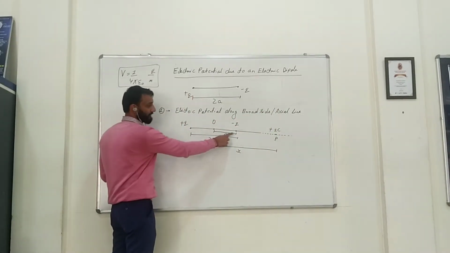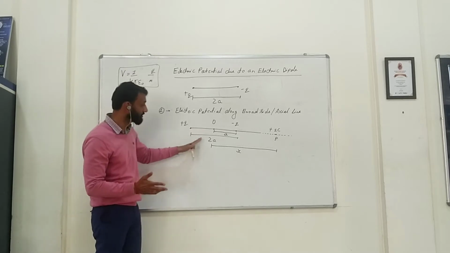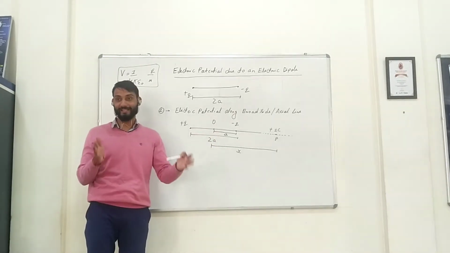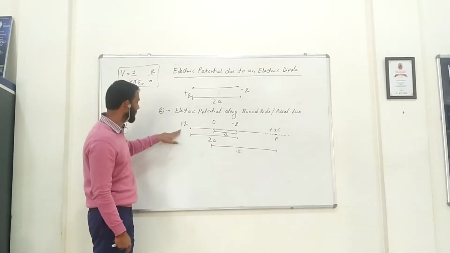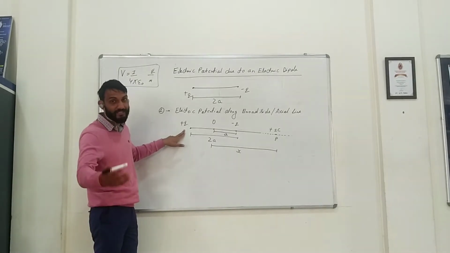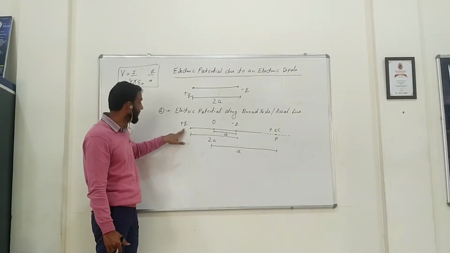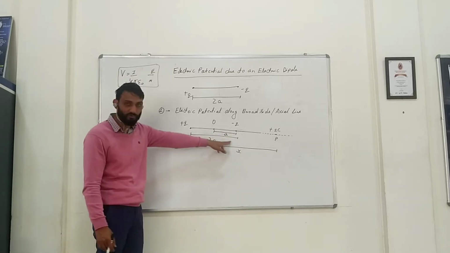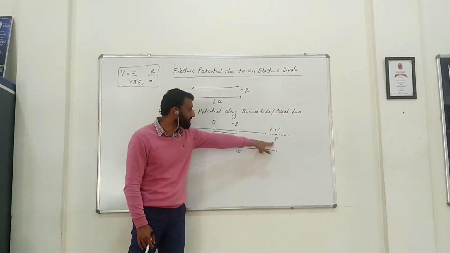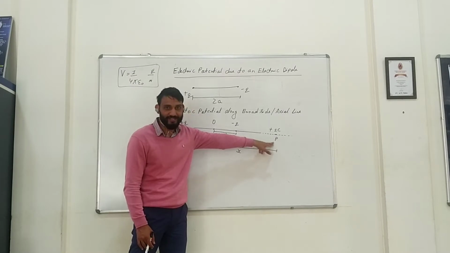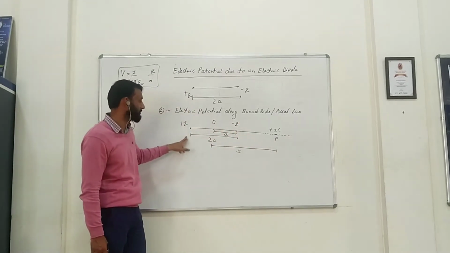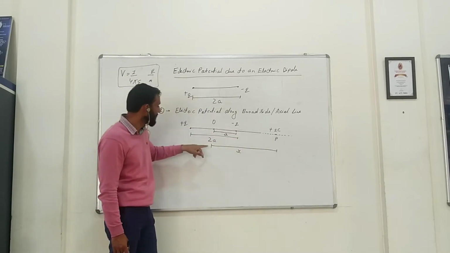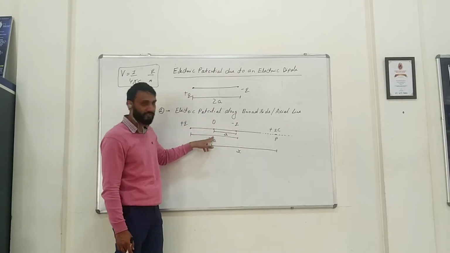We have a dipole here. Again I am telling you, first of all you draw the diagram and always write the introduction part. So let us consider an electric dipole. This is the introduction part. Let us consider an electric dipole plus q and minus q separated by a distance 2a, and let P be the point where we have to calculate the electric potential due to this dipole, and P is at a distance of x from the center of the dipole.